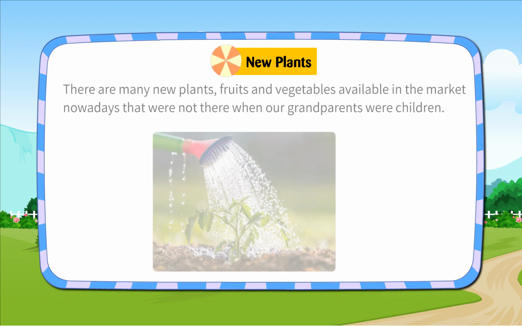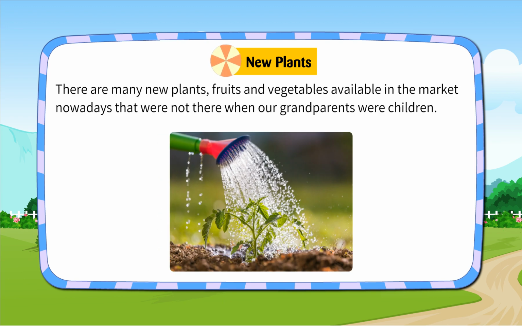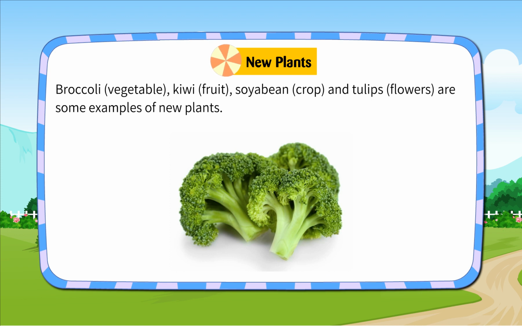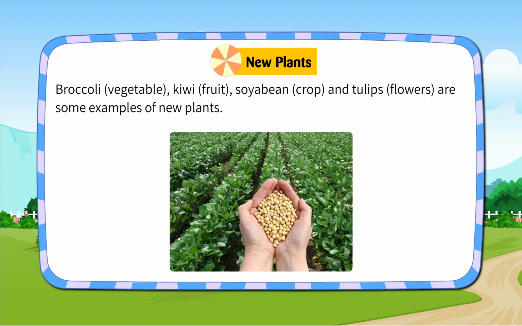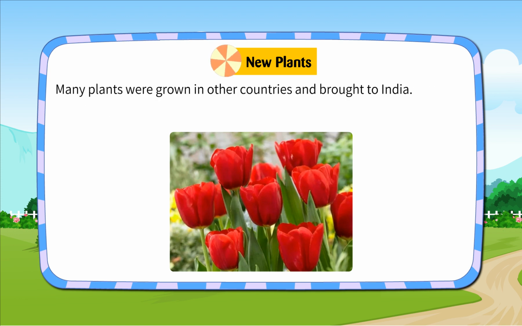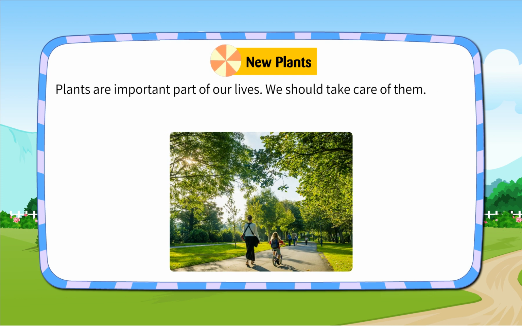New plants. There are many new plants, fruits and vegetables available in the market nowadays that were not there when our grandparents were children. Broccoli, vegetable. Kiwi, fruit. Soya bean, crop and tulips, flowers are some examples of new plants. Many plants were grown in other countries and brought to India. Plants are an important part of our lives. We should take care of them.